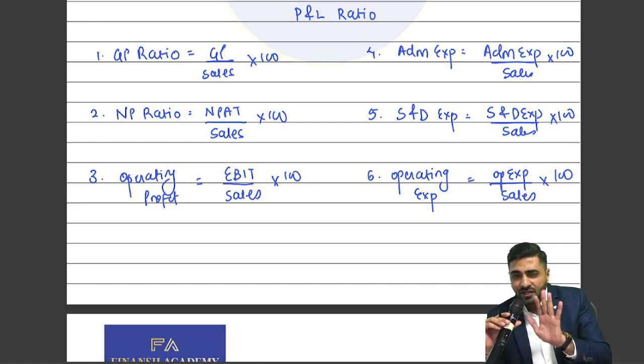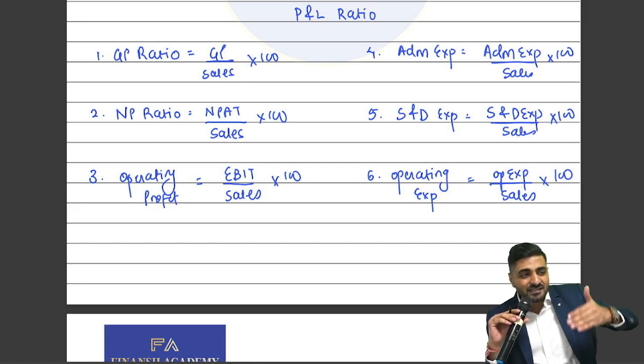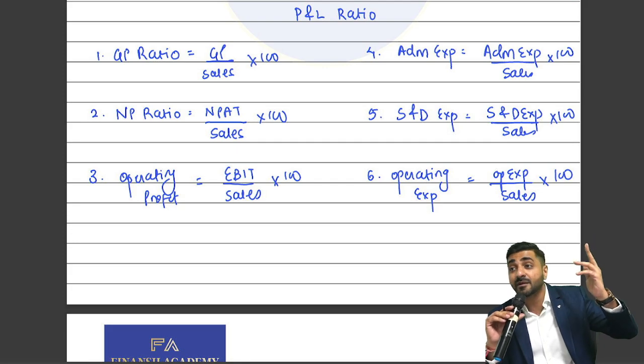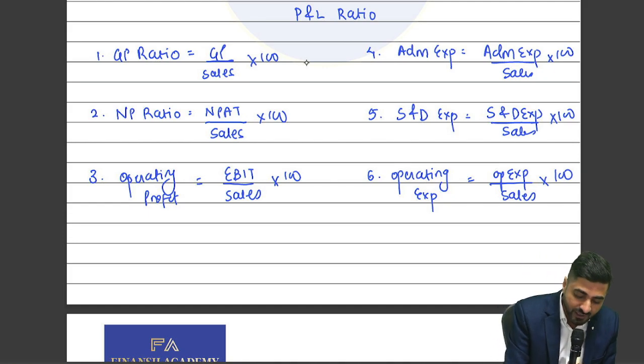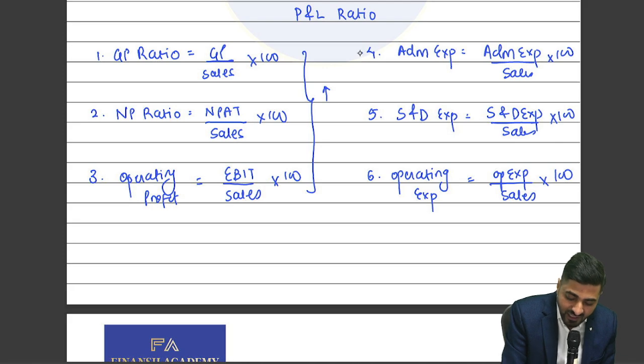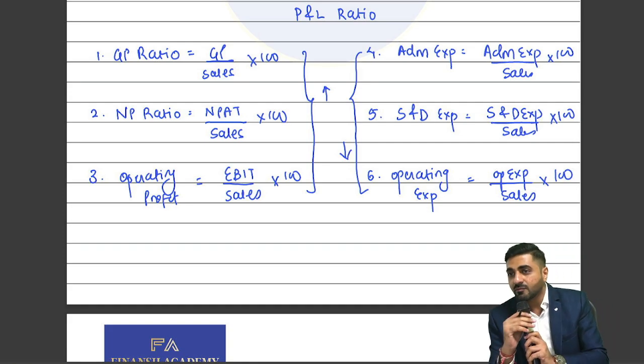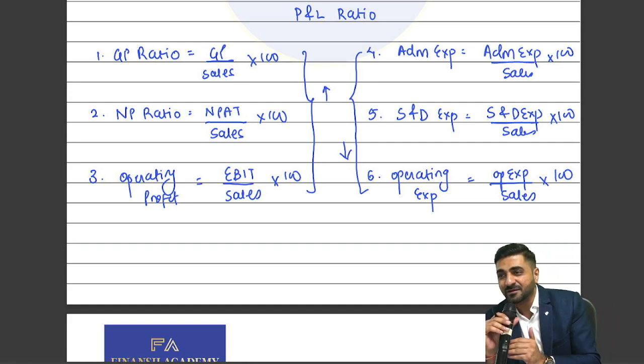But first of all, please tell me, should the first three ratios be lower the better or higher the better? All the profitability ratios should always be higher the better. And what about the last three ratios? These three ratios should be lower the better, because all the expense ratios are lower the better.